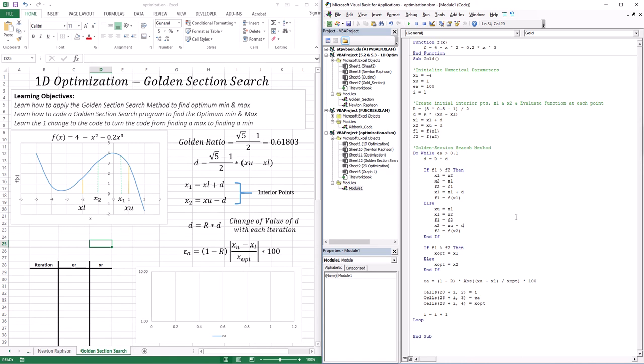Now in this section, we're going to go through the second type of method to go through 1D optimization, which is called the golden section search. And this is actually a technique that is very similar to the bisection method, but in this case, it's tailored to find mins and maxes.